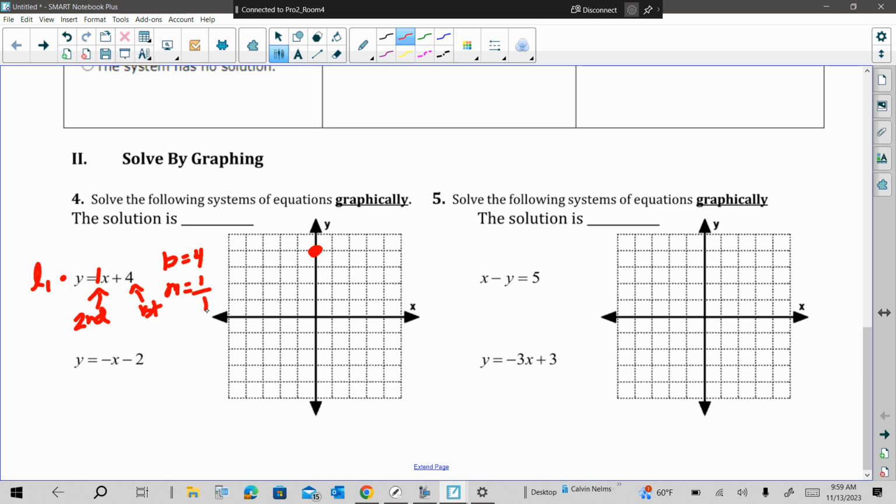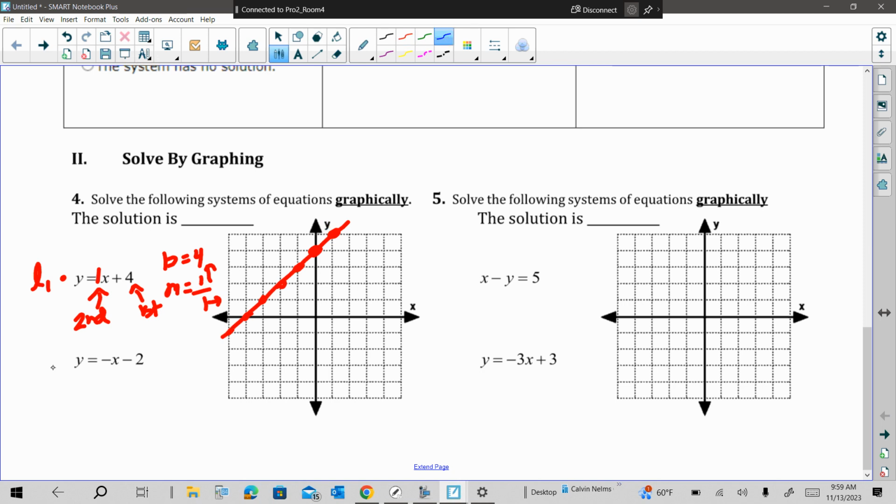So that means you're going to go up 1 to the right 1, up 1 to the right 1. That's all I can go, otherwise I go off the graph. So I could also go down 1 to the left 1. We need to show a line with a slope of 1 and a y-intercept of 4.